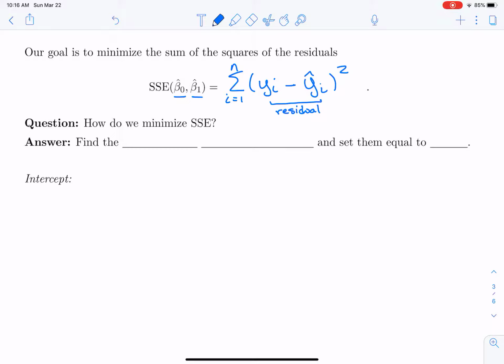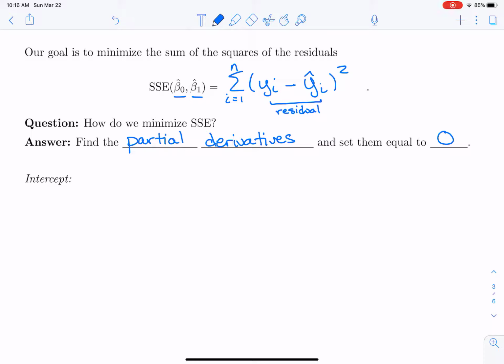Well, we have to go back to multivariable calculus. We want to find the partial derivatives of this function, and we want to, of course, set those partial derivatives equal to 0. And that will give us a critical point. And so what we're going to do is look for critical points of this function.